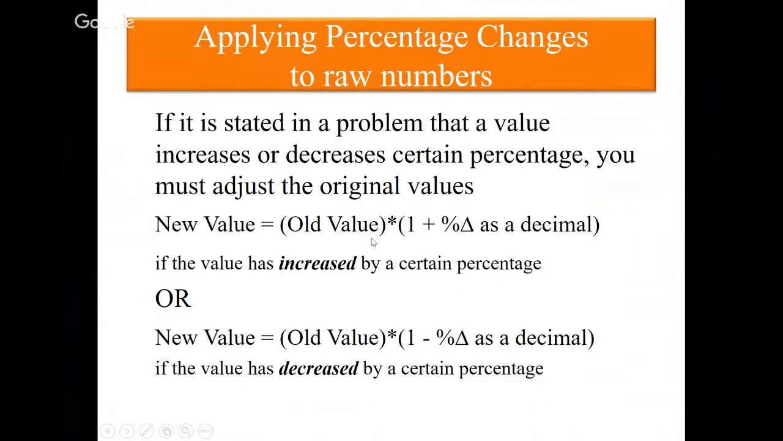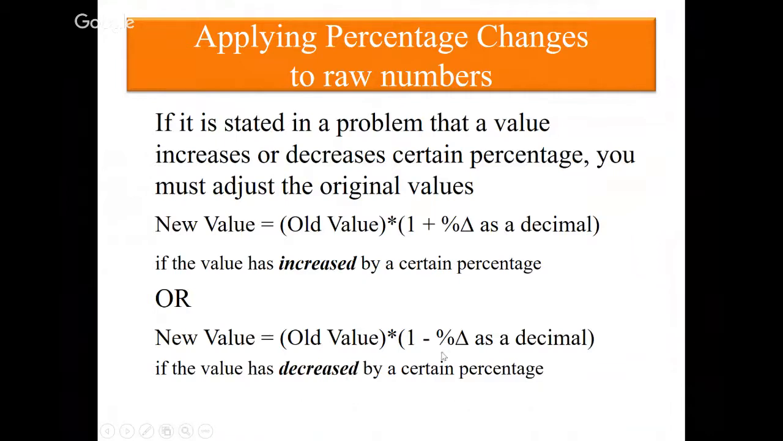Example, if you're saying quantity sold increases 7%, 7% as a decimal is equal to 7 divided by 100. Percent, from the Latin, divide by 100. 7 divided by 100 is 0.07. So the new value would equal the old value times 1 plus 0.07. Or to keep it simple, it's 1.07 times the old value. That's how you do an increase of a percentage.